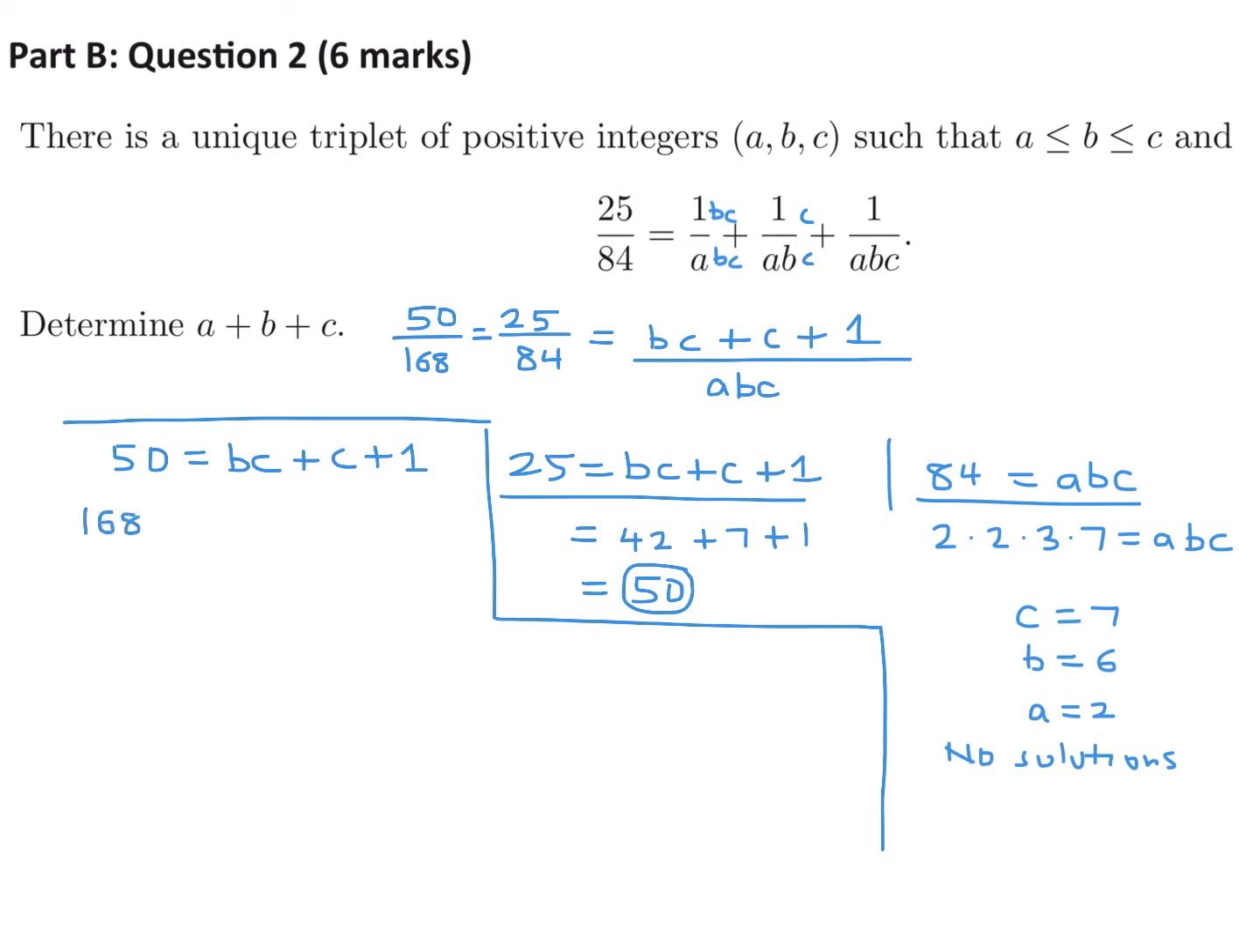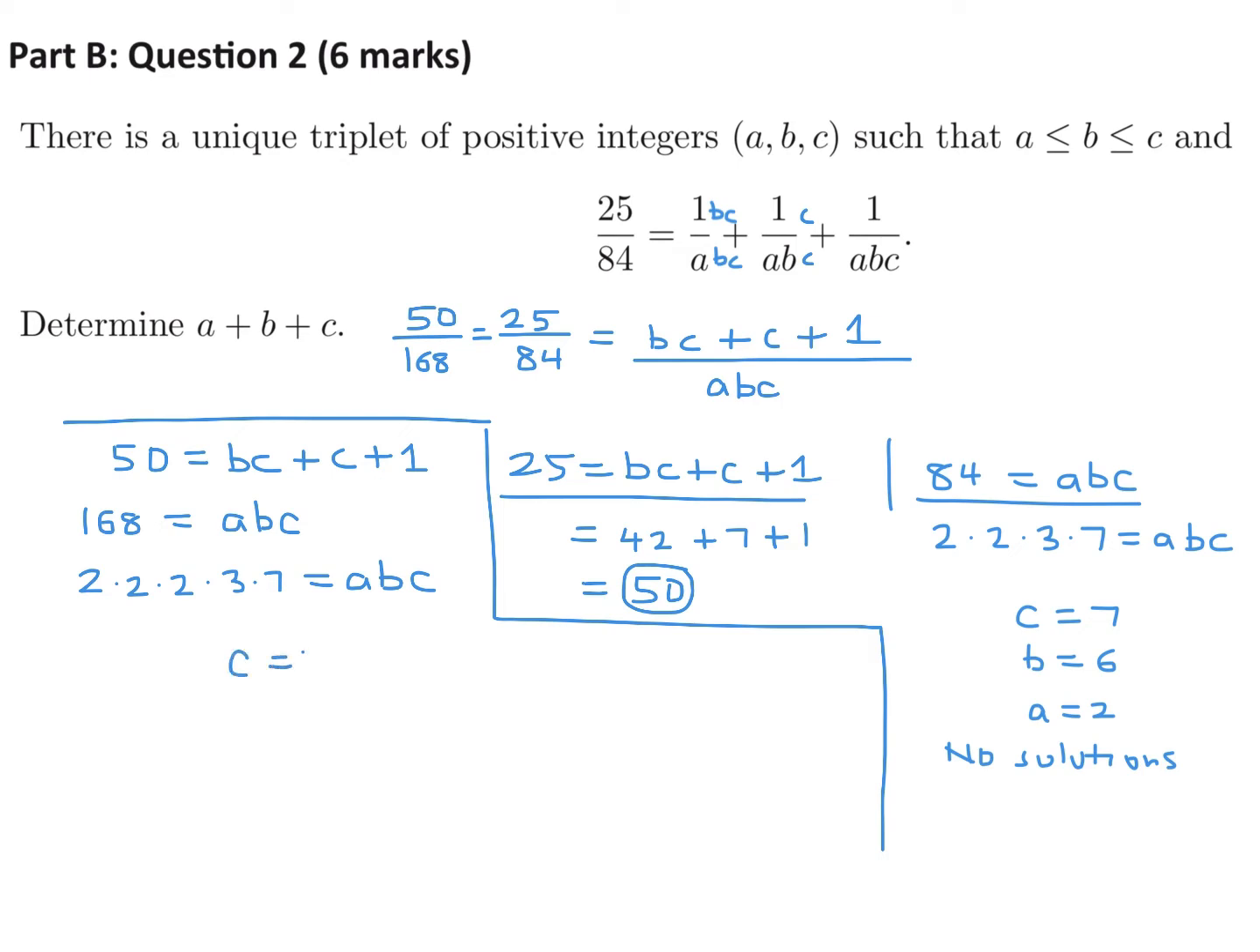168 is now equal to this ABC. Okay, this could work. Let's see what happens. Well, again, I'm going to use the same kind of tactic, break it up into prime factors. So 168 is 2 times 2 times 2 times 3 times 7. And let's just see what happens.